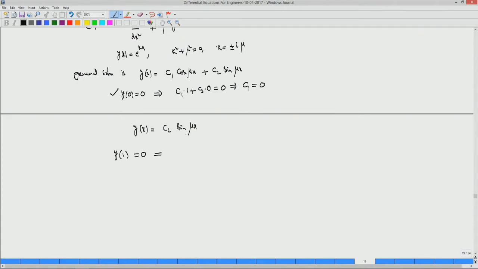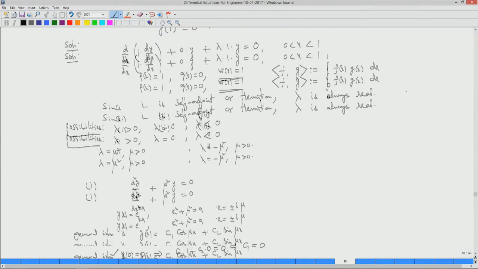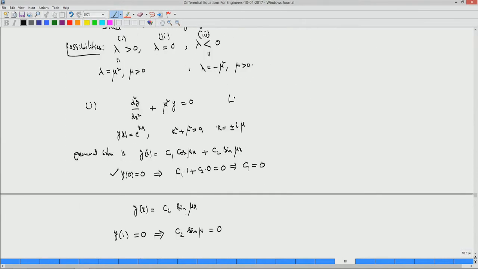So, if you apply this, now you have c2 sin mu equal to 0. Now c2, if you take c2 as 0, then what happens? You get a 0 solution. You are interested to find a non-zero solution for an eigenvalue problem. So here also when you write like this, Ly equal to lambda y, okay. So, for whatever lambda you take, which here in this case I have taken minus mu square, so that is plus mu square.